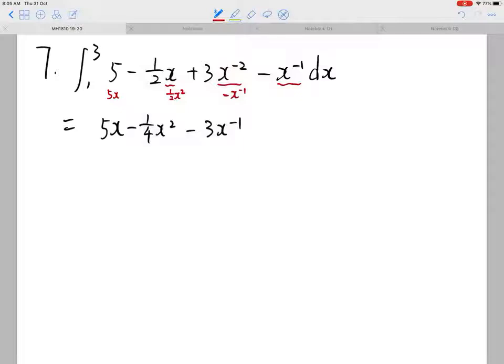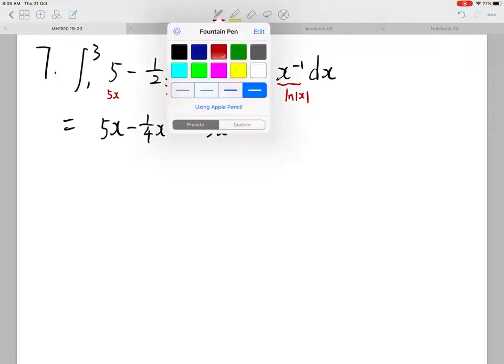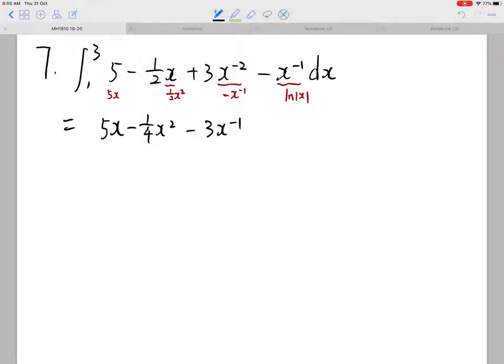What function's derivative is x to the power of negative 1? It should be the natural log of the absolute value of x. So this part is minus ln absolute value of x. And it's a definite integration, so from 1 to 3. Then we just sub in.